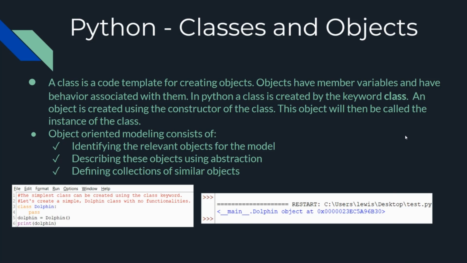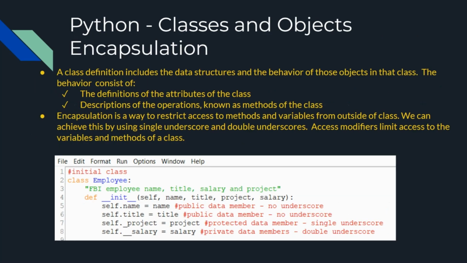System designs emphasize modular structuring. A problem is often partitioned into subproblems, and a solution is designed for each subproblem. Object-oriented modeling consists of identifying the relevant objects for the model, describing these objects using abstraction and defining collections of similar objects. A class definition is implemented with a class header and additional statements. This includes a name of the class and other information related to the class.